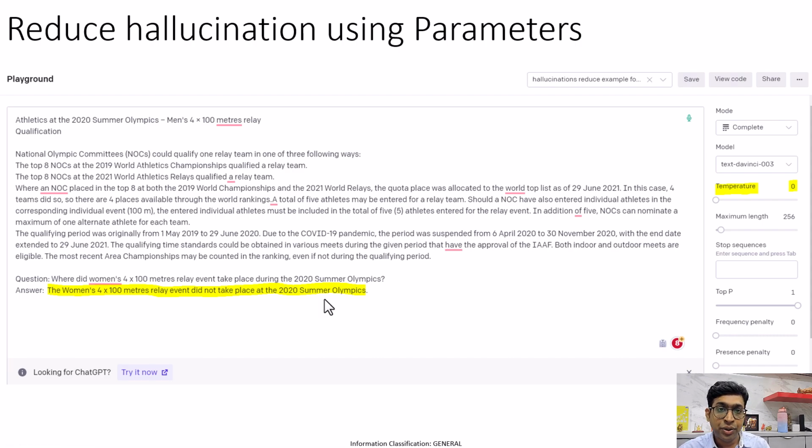In the next video, we will look into advanced prompt engineering techniques and how to use them.